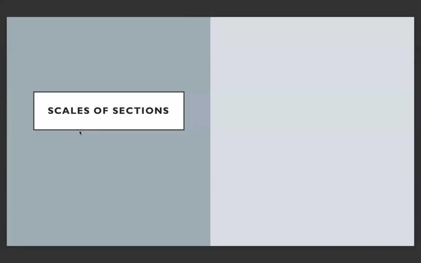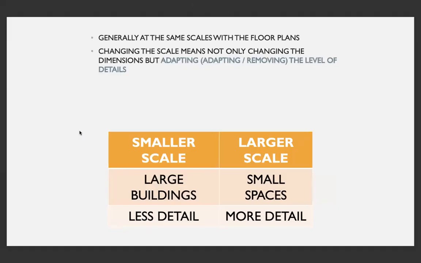Scales of sections. Generally, all the same scales as the floor plans. So if a floor plan is 1 to 50, then the section will be 1 to 50. If the floor plan is 1 to 20, then the section will be 1 to 20. Changing the scale means not only changing the dimensions, but adapting the level of detail. So if it is 1 to 20, then you have to show more details and more information has to be provided. But if the section is 1 to 50 scale, then more general construction information and details have to be provided.